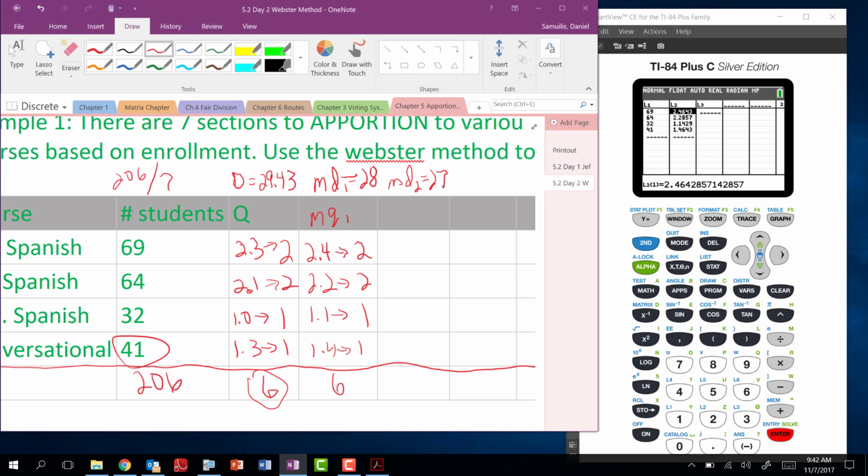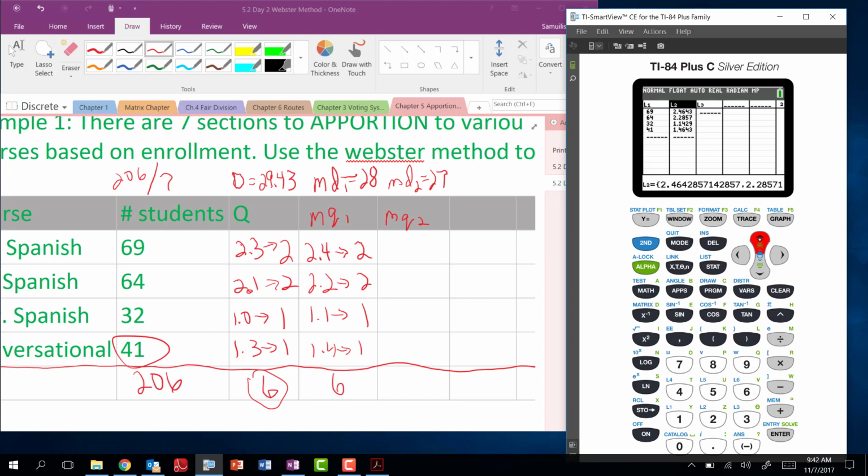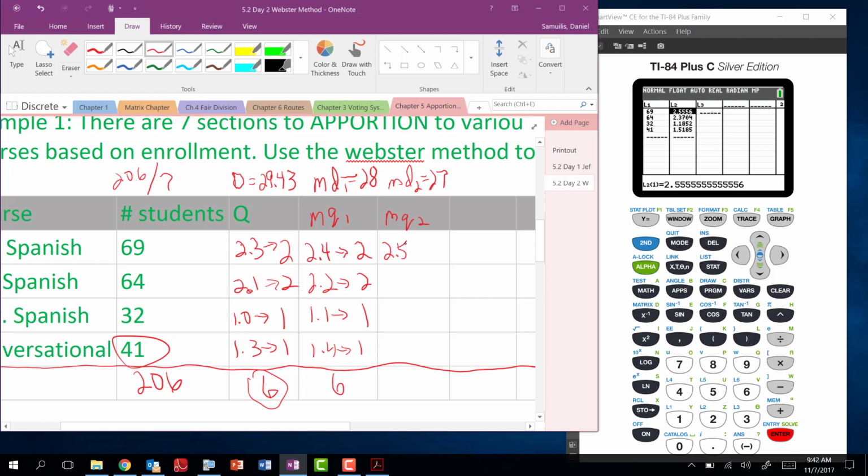And then we want this quota to go up. So I'm going to go up here. Second, L1 divided by 27. Enter. Sorry for my arrows looking bad. 2.5 is what, everybody? 3. 2.3 is what? 2. 1.1 is? But then here's the bad thing. 1.5 is what?